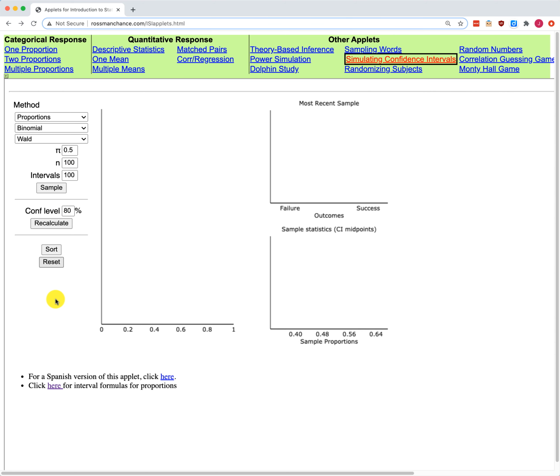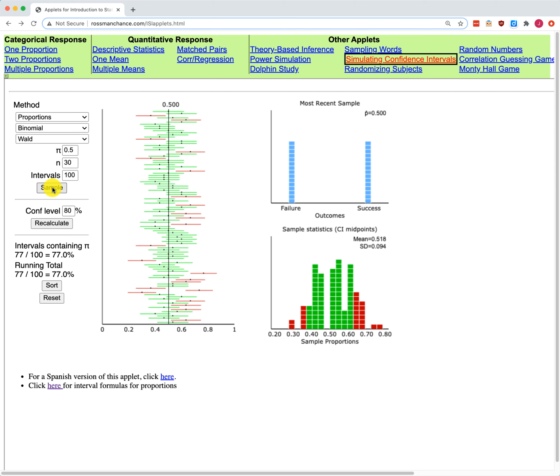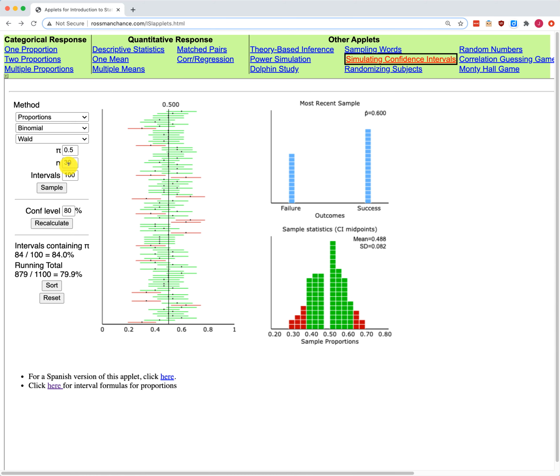Let's reset this and let's look at one other interesting fact. I'm going to keep 0.5, 100, 80 right there and sample my 100. Take 100 samples, create 100 confidence intervals. I'm going to change my sample size from 100 down to 30, and take a new sample. What just happened? What did you notice happening? I can click sample a number of times. Now let's go back to change n back to 100.